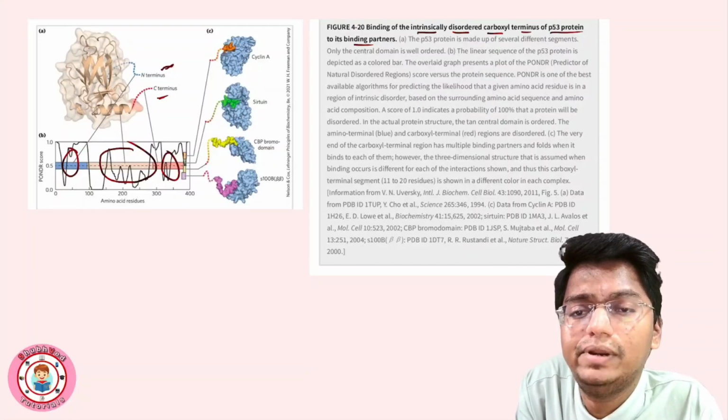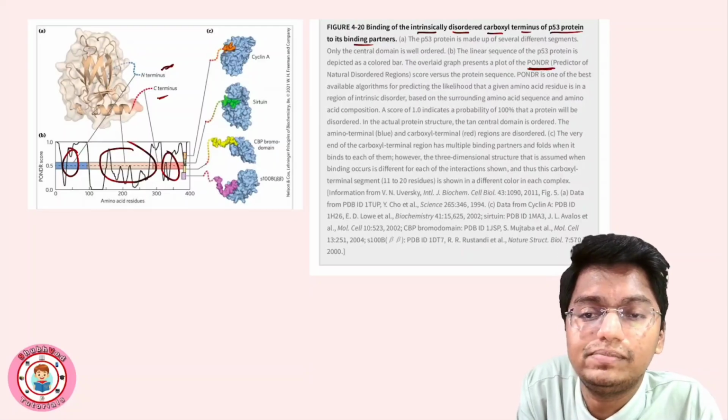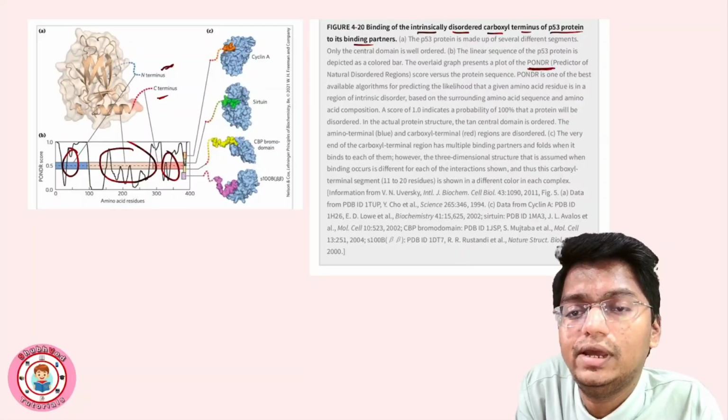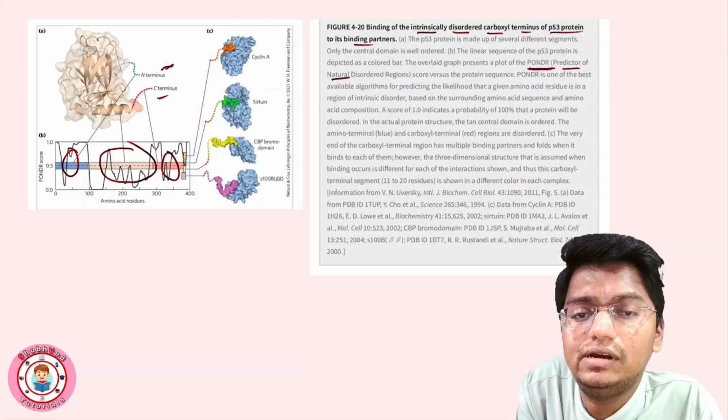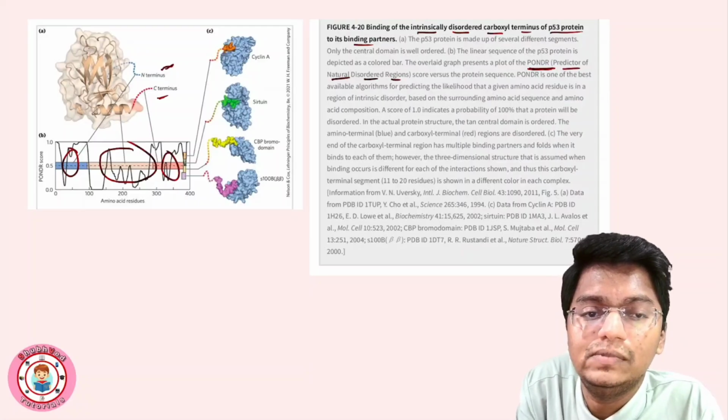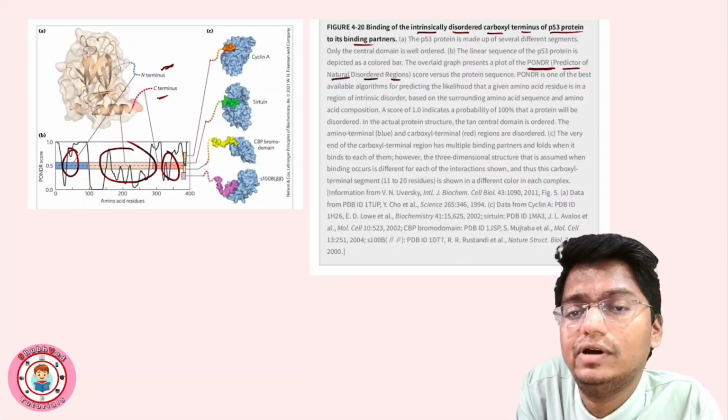So this graph represents a plot of PONDR. So what is PONDR? Predictor of Natural Disordered Regions. The disordered regions, we can predict by using this graph. Okay.